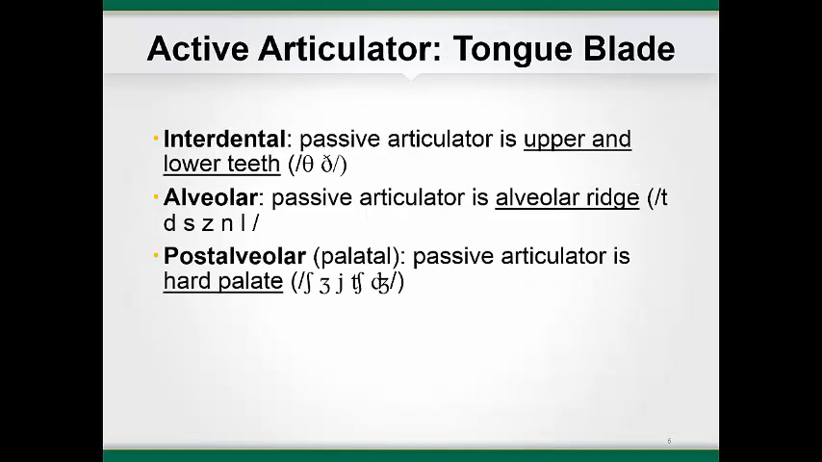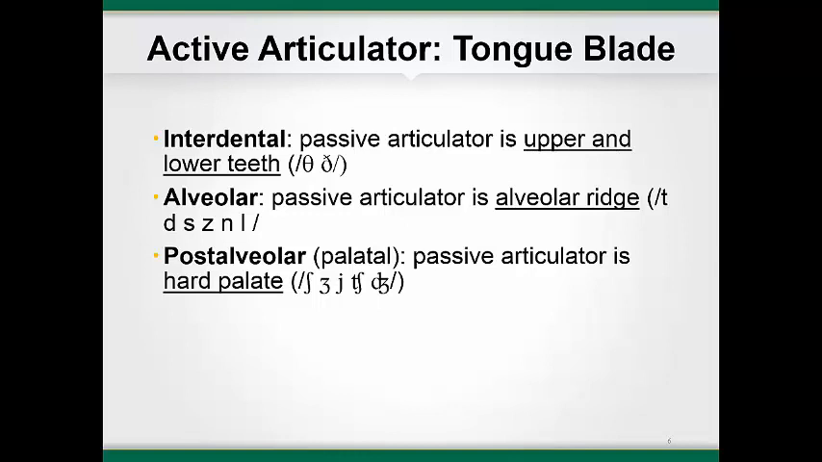The tongue blade is the active articulator for three categories of sounds: the interdental sounds, the alveolar sounds, and many of the postalveolar or palatal sounds. For the interdental sounds, the tongue blade is placed between the upper and lower teeth, so the passive articulators for these sounds are the upper and lower teeth. The interdental sounds are the first sounds in the words think and there, the th and the th sounds.